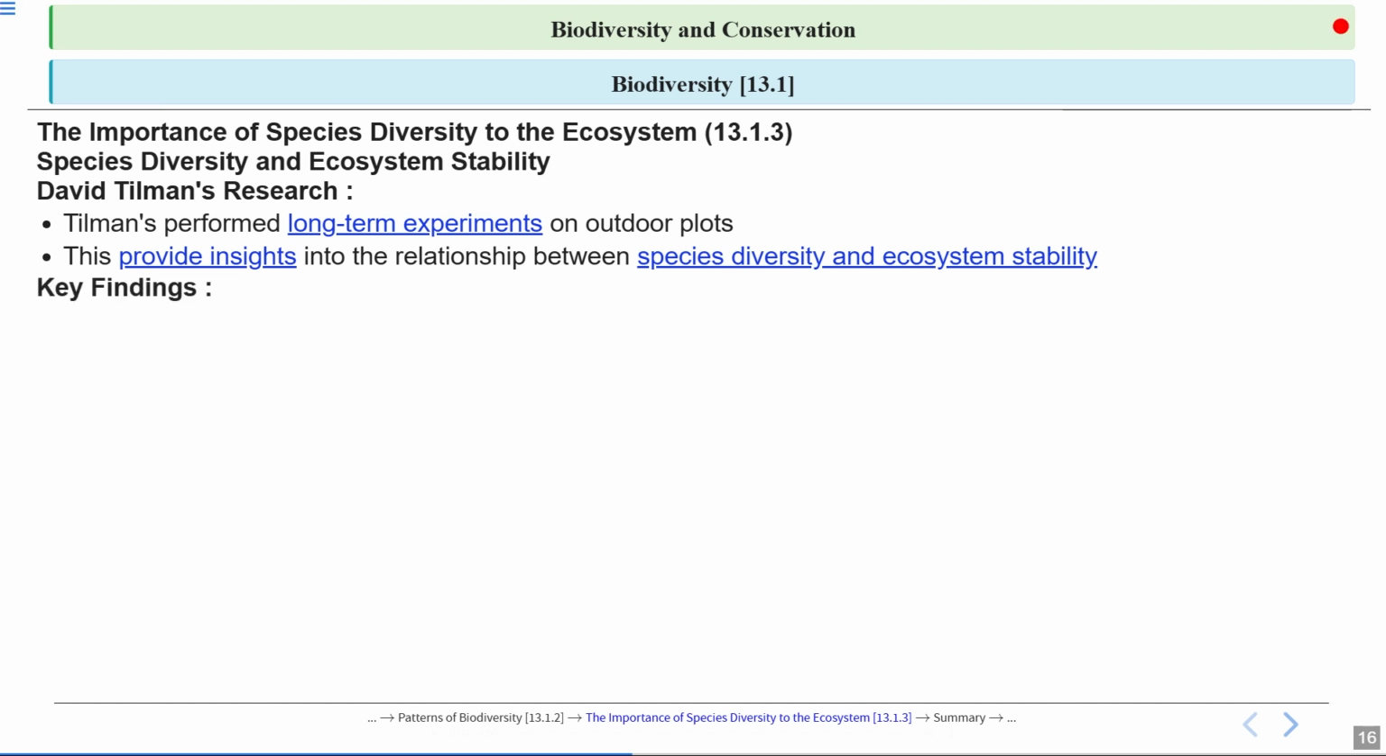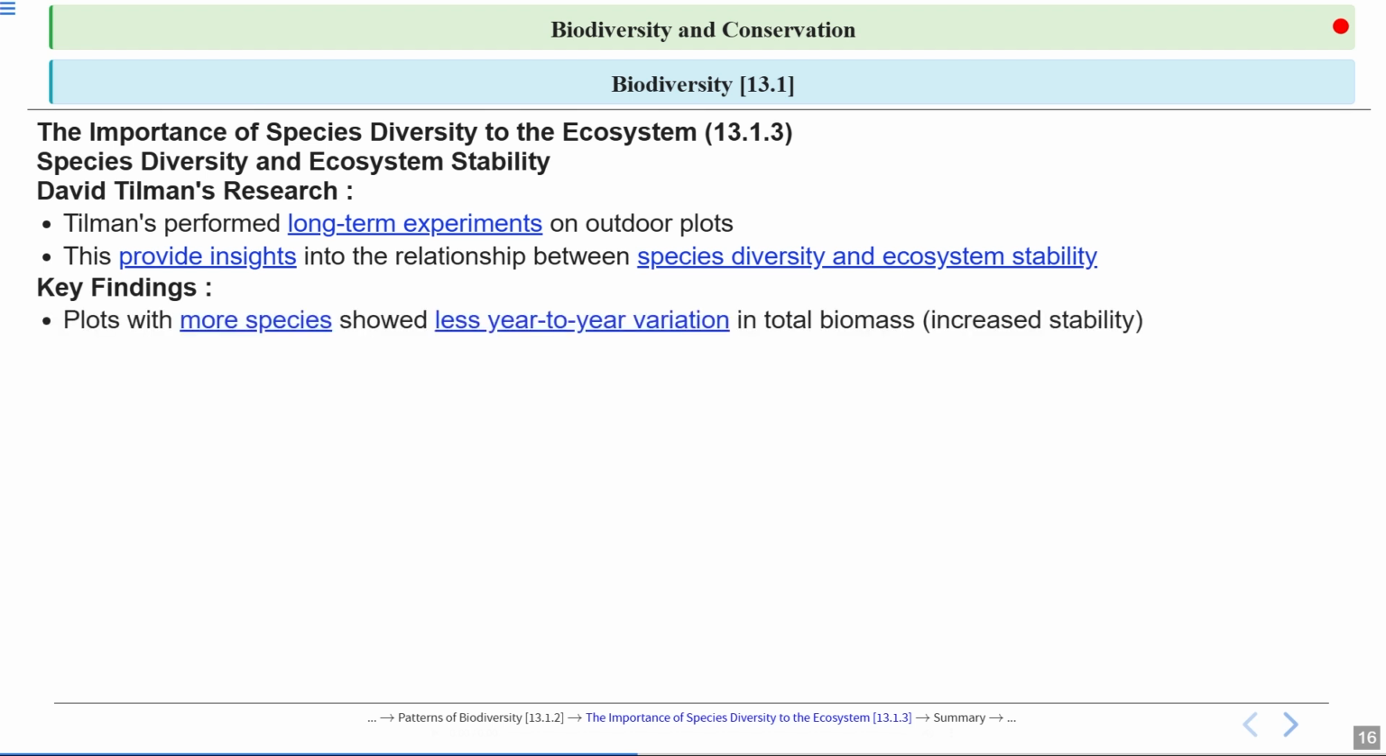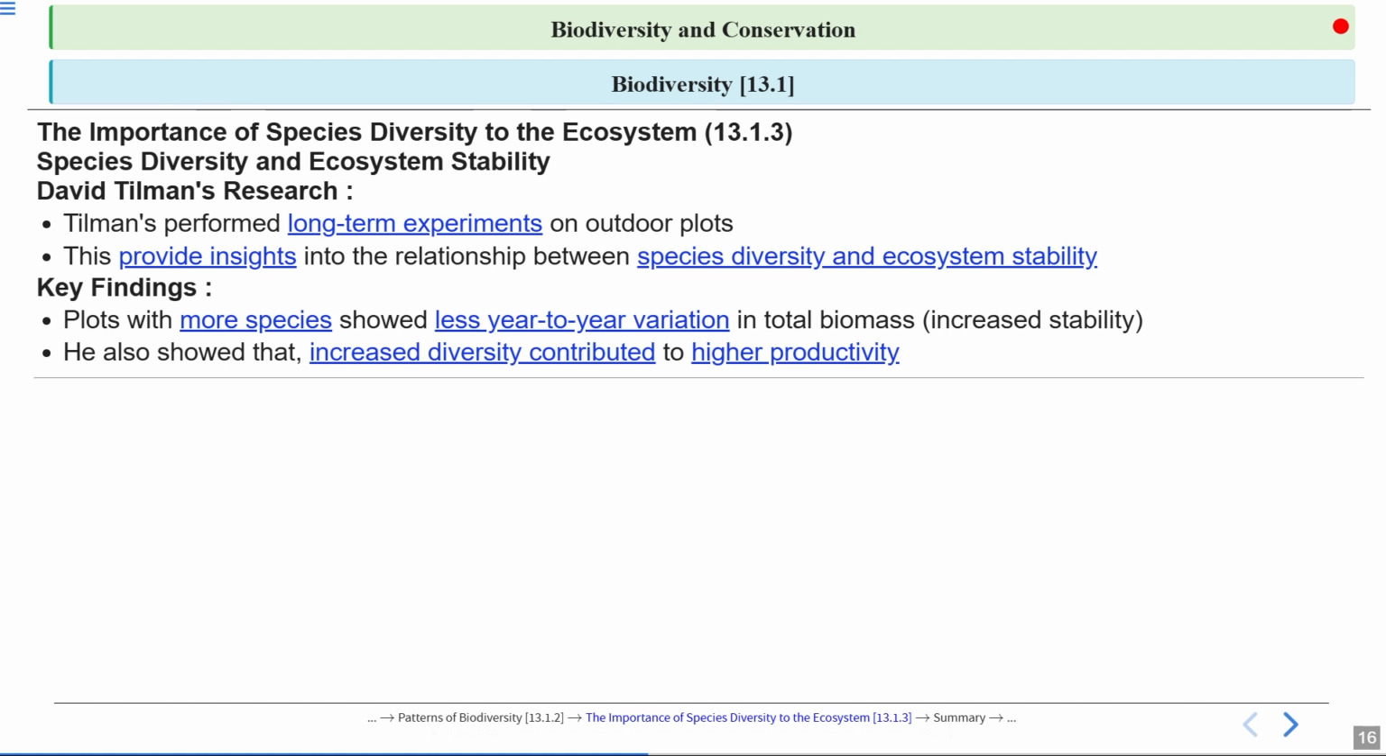Now, what are the key findings? Let's have a look at this. One major finding by Tilman was that plots with more species had less year-to-year variation in total biomass, which means that they were more stable over time. Tilman also found that increased diversity led to higher productivity, meaning these ecosystems produced more plant material overall. So not only are diverse ecosystems more stable, but they also work more efficiently.